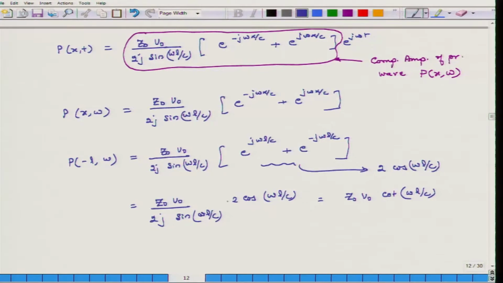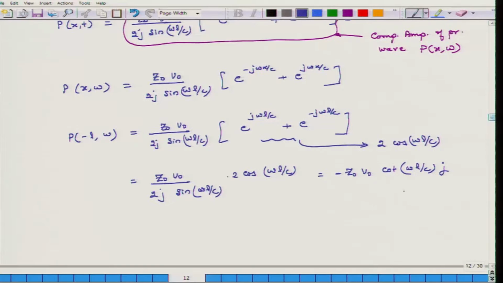Okay. And there is a j there. So, I bring this j up, and because I bring this j up, there is a negative sign. Okay. So, this is equation 3. So, now we put 3 in 1 to get.